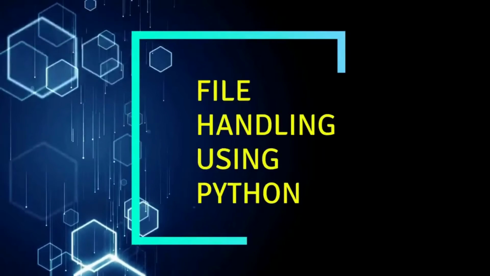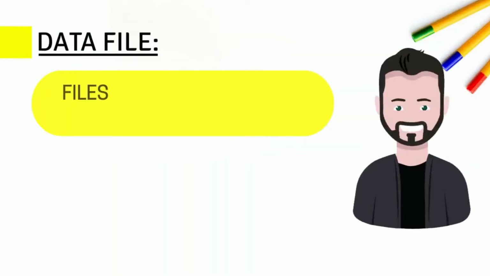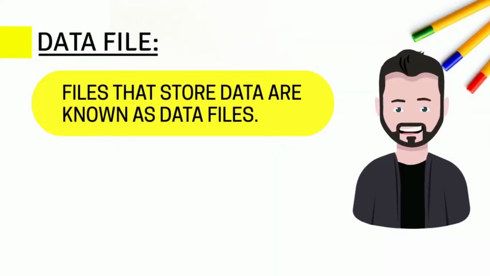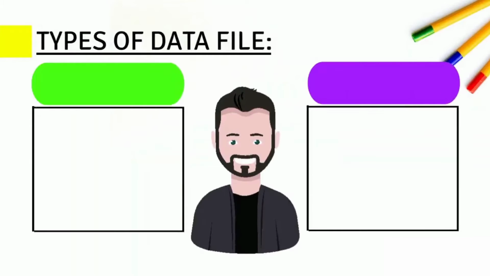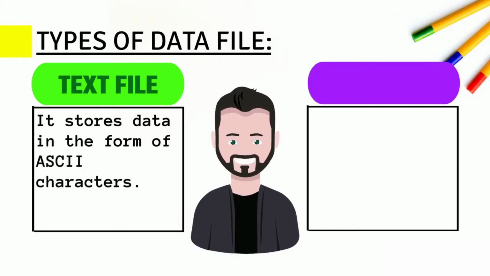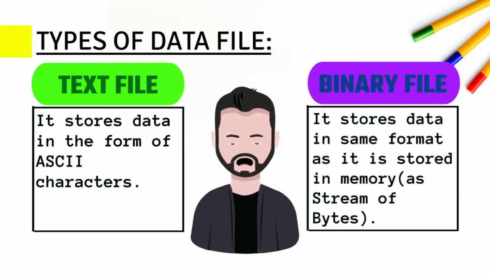File handling using Python. Files that store data are known as data files. Text file: it stores data in the form of ASCII characters. Binary file: it stores data in the same format as it is stored in memory, as a stream of bytes.